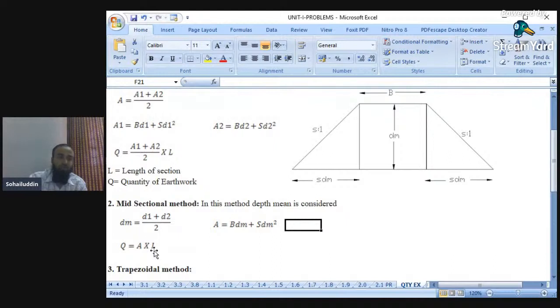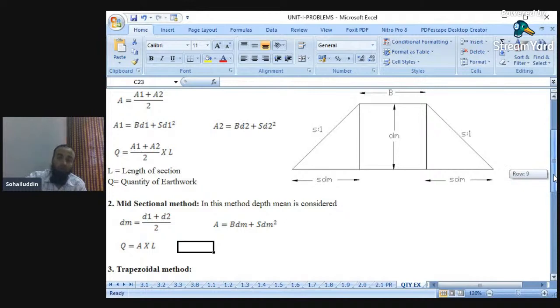The total quantity of earthwork in excavation is measured in meter cube. It will not be measured in square meters, it will be measured in meter cube. In foundations we also find it in meter cube. Here for roads also we find it in meter cube, but the way to find it is somewhat different.